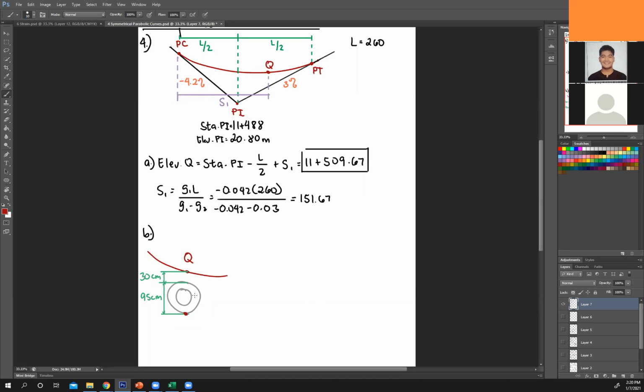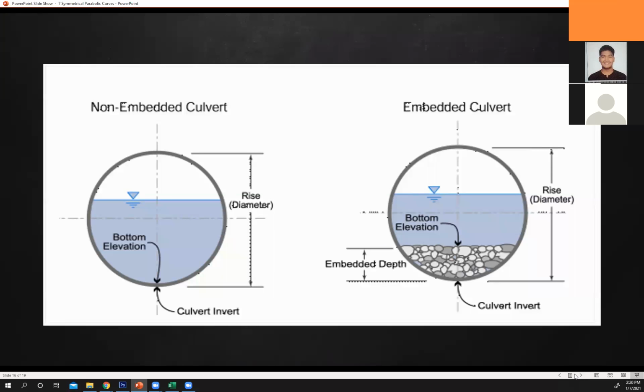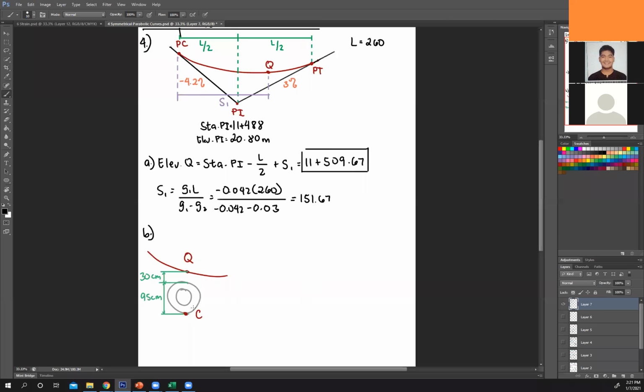The elevation of this point. Okay, so let's call that C. So we're looking for the elevation of C. Also, for a culvert, invert is just the bottom of your culvert. Okay, so that is what invert means. The lowest point, or the bottom of your culvert. So a culvert is just like a drainage pipe. Right. You're looking for the elevation again of C.